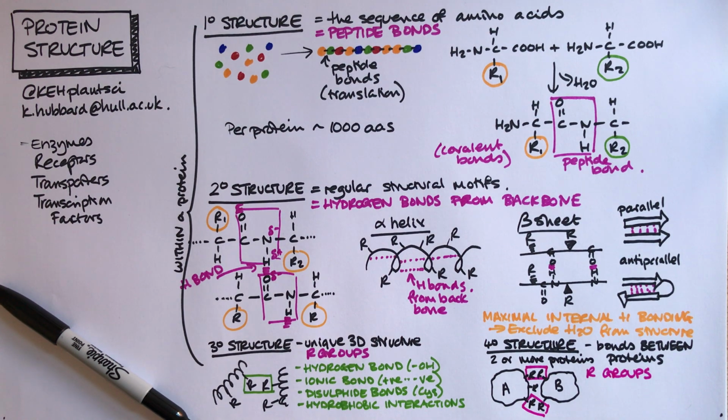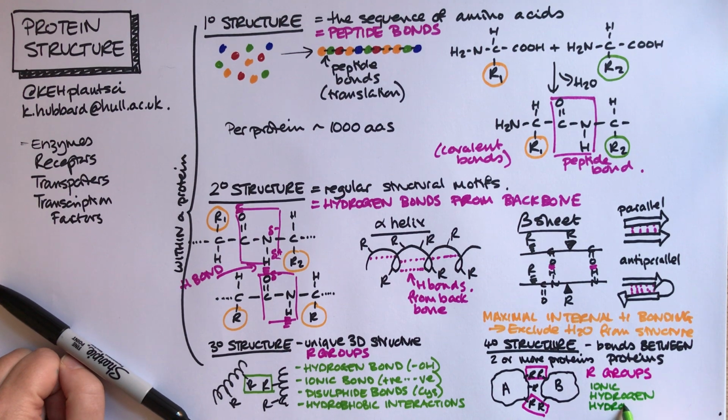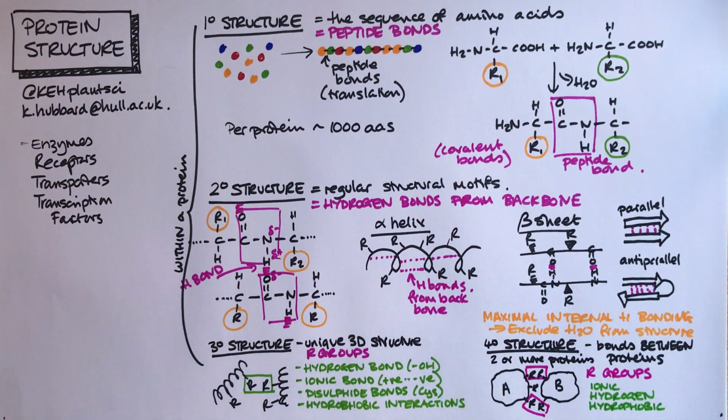Again, we can have different types of bonds. We can have ionics, we can have hydrogen bonds, we can have hydrophobic interactions. We tend not to get disulfide bonds between two proteins. That's more unusual. But the others we can have.